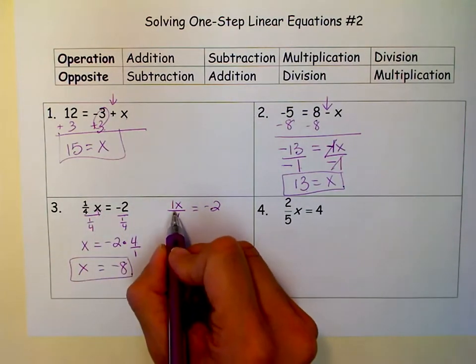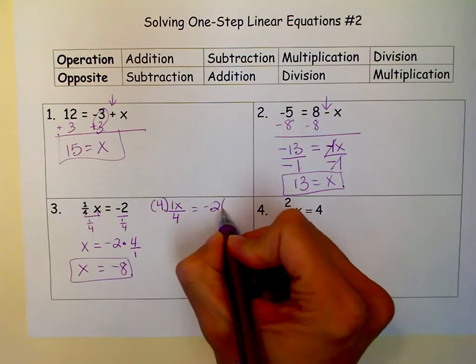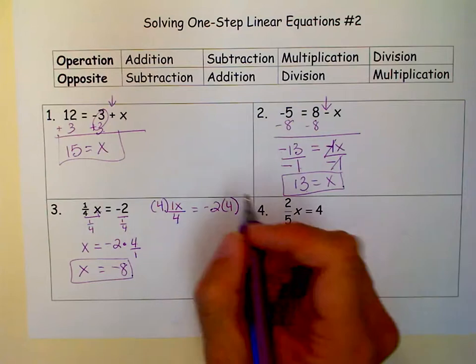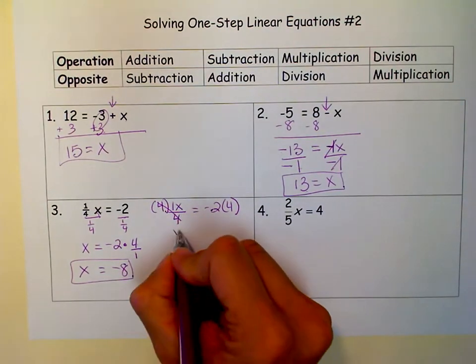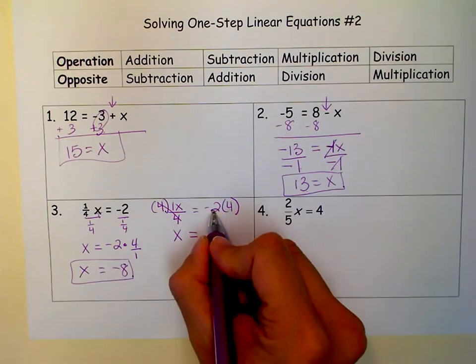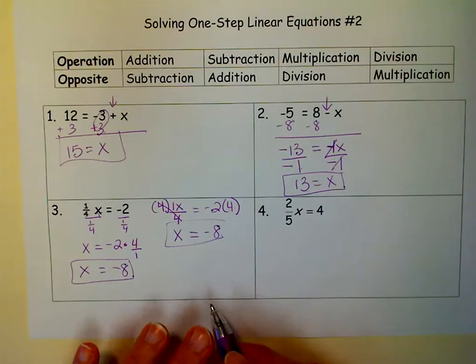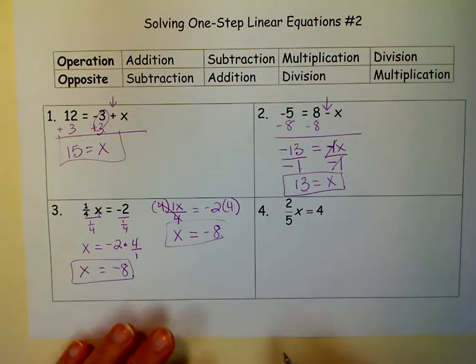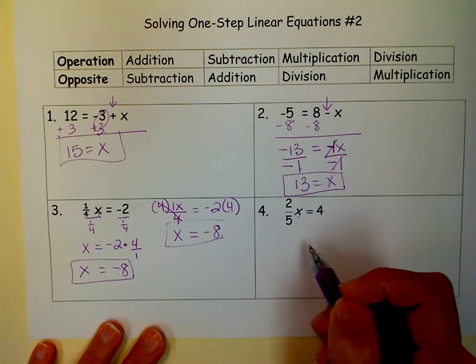So how do I get rid of a divided by 4? Well, I just multiply by 4. So both sides to multiply by 4. The 4 divided by 4 is 1. And 1 times 1x is just x. And 4 times negative 2 is negative 8. So you see, either way I get the same answer. You'll have to decide which way you like the best. So on this one, I'm going to choose to do it the reciprocal way.